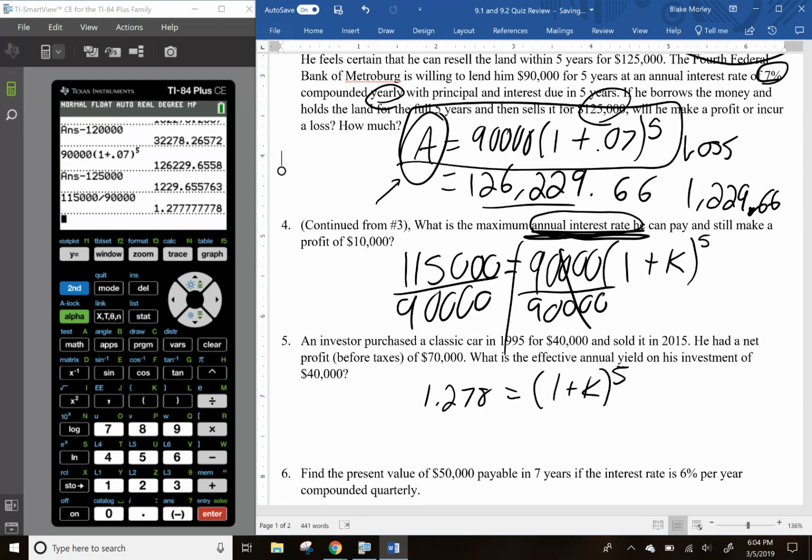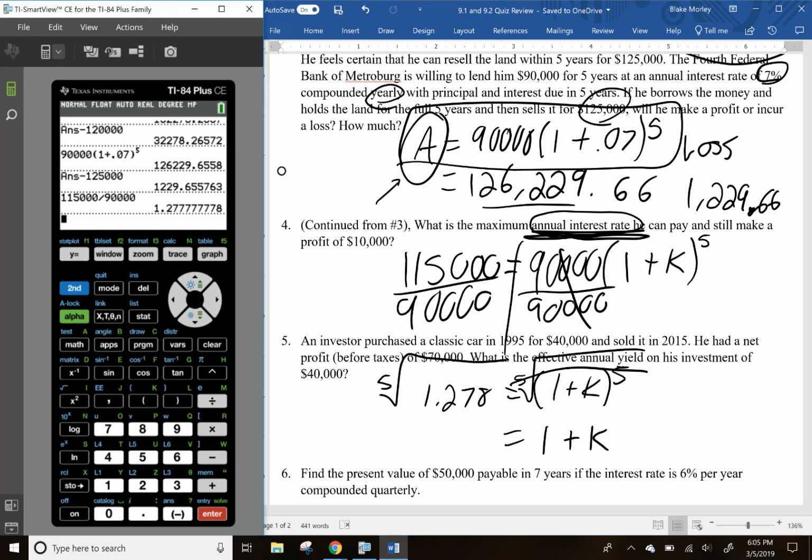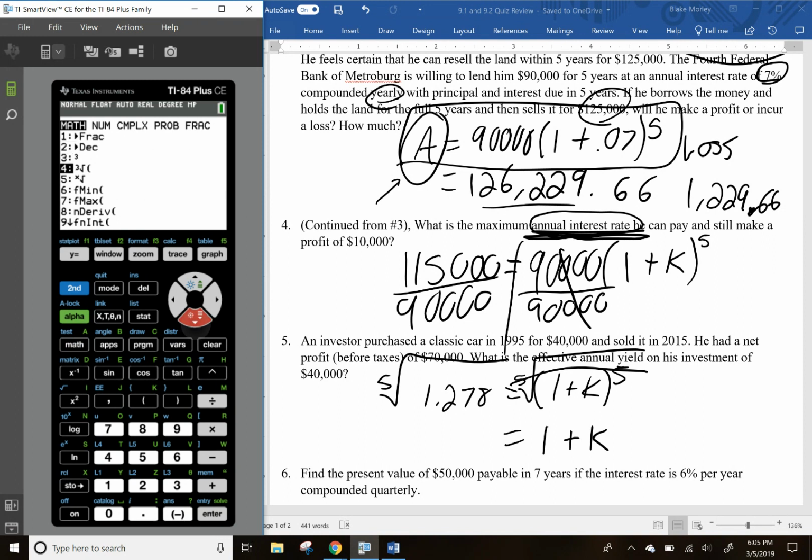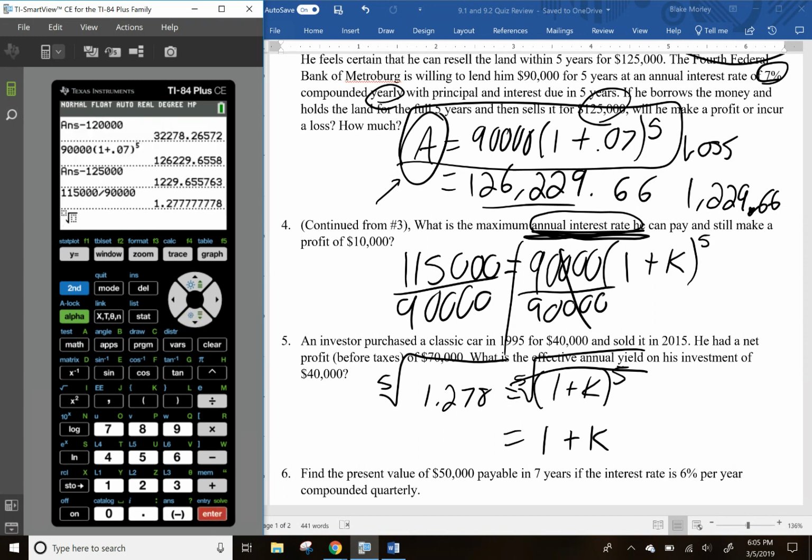Now I need to get rid of the power of 5, the exponent of 5. So to get rid of the power of 5, I will take the 5th root of that side. If I do it to the right side, I have to do it to the left side. So that's just going to cancel out the exponent on the right, and leave you with 1 plus K. And on the left, I need to take the 5th root of that number. Now for me, because I don't want to mess up my rounding, how I'm going to type this in the calculator, you see how the last answer I already got was 1.27777? I'm going to actually use that directly in my next calculation. So I'm going to hit the math button, select my root here, and choose 5th root.